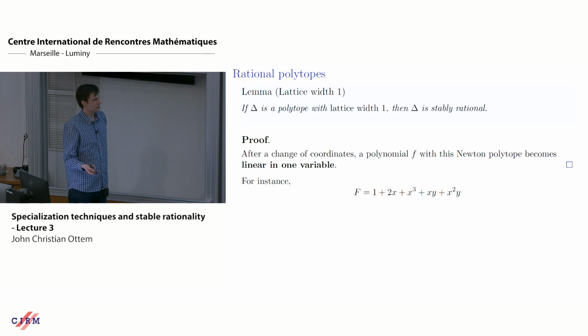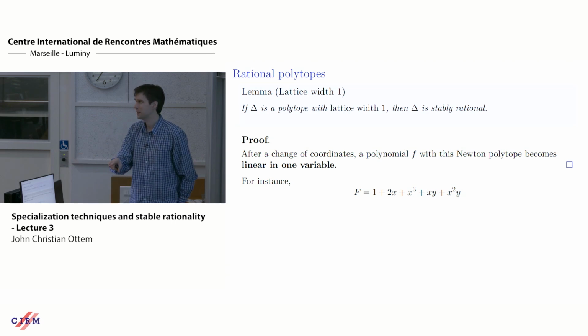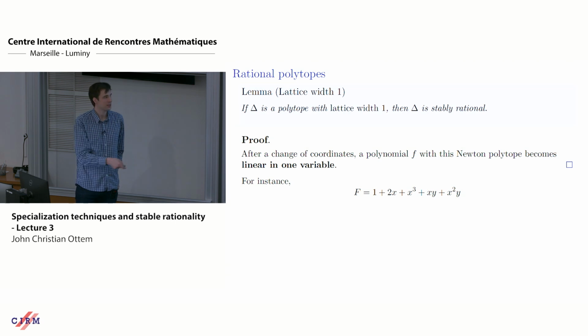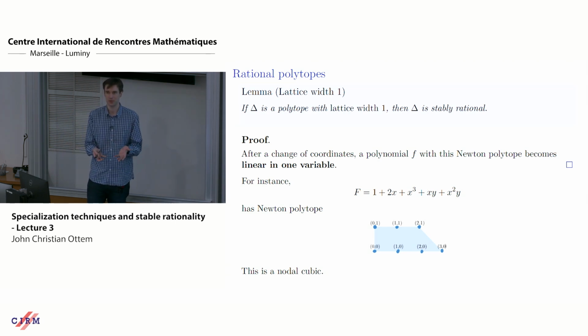That's not going to give an irrational curve, because if you project to the y-axis, it's going to be generically 1-to-1. I mean, it's a linear equation in y. So this is a nodal cubic, so it is rational. And here you really see that this polytope has lattice width 1. So this is a very basic class of polytopes which do correspond to rational hypersurfaces.